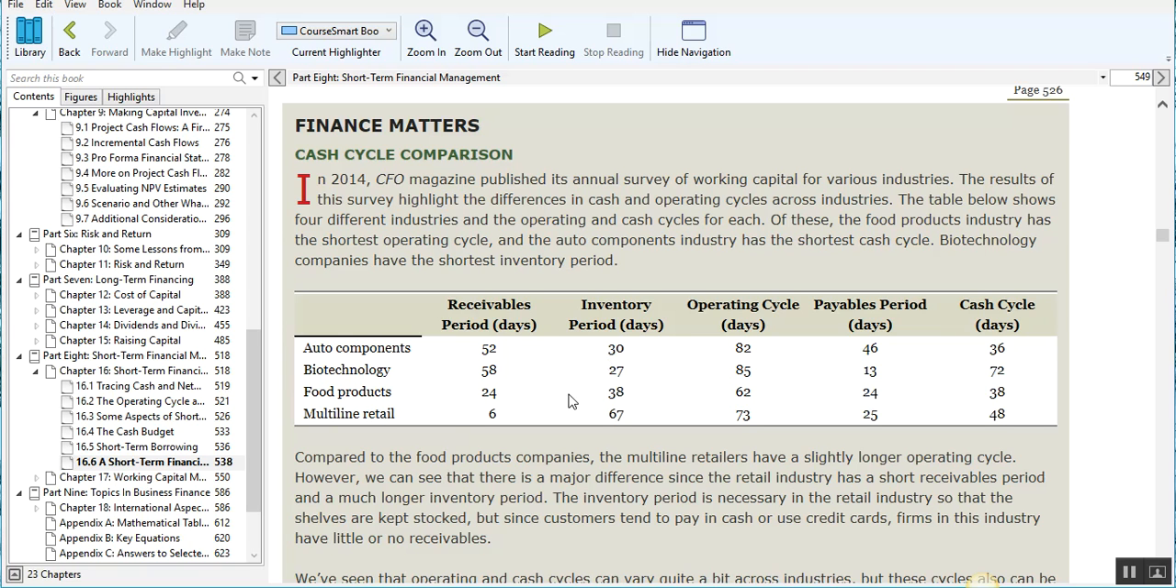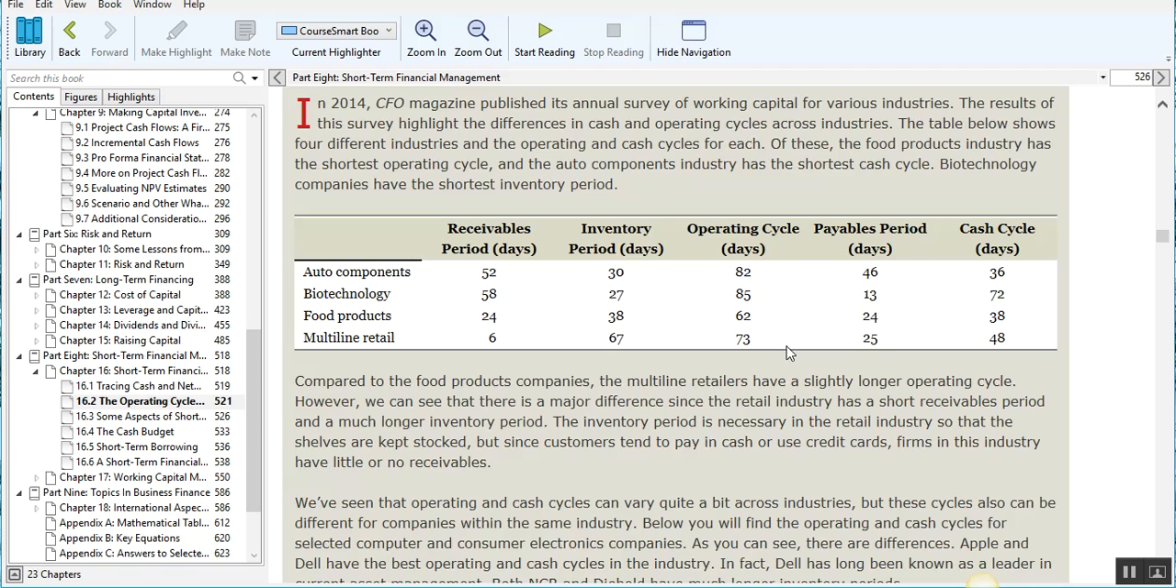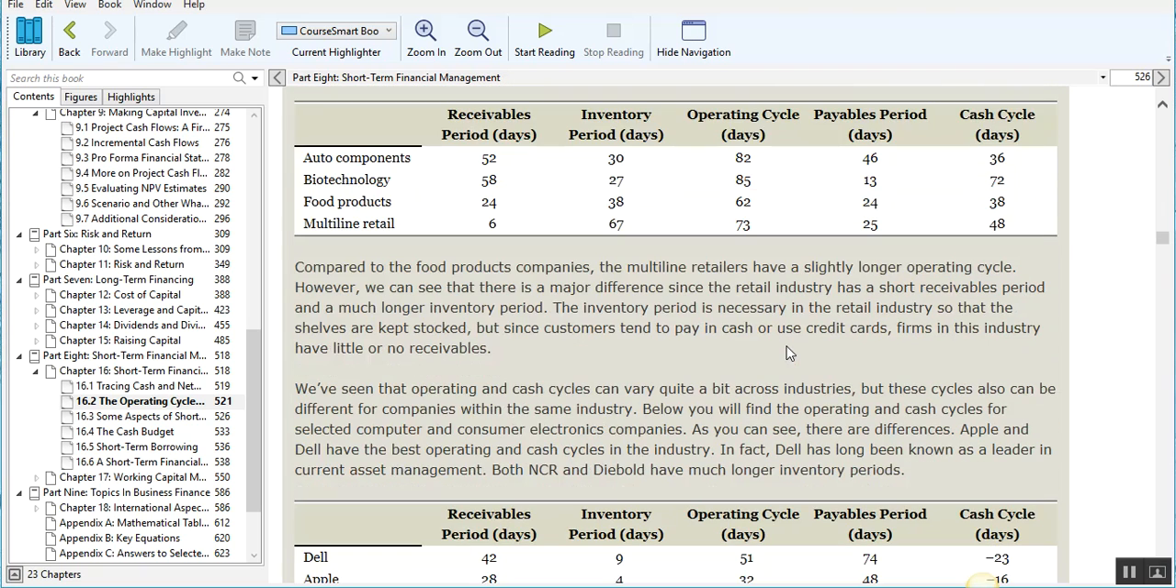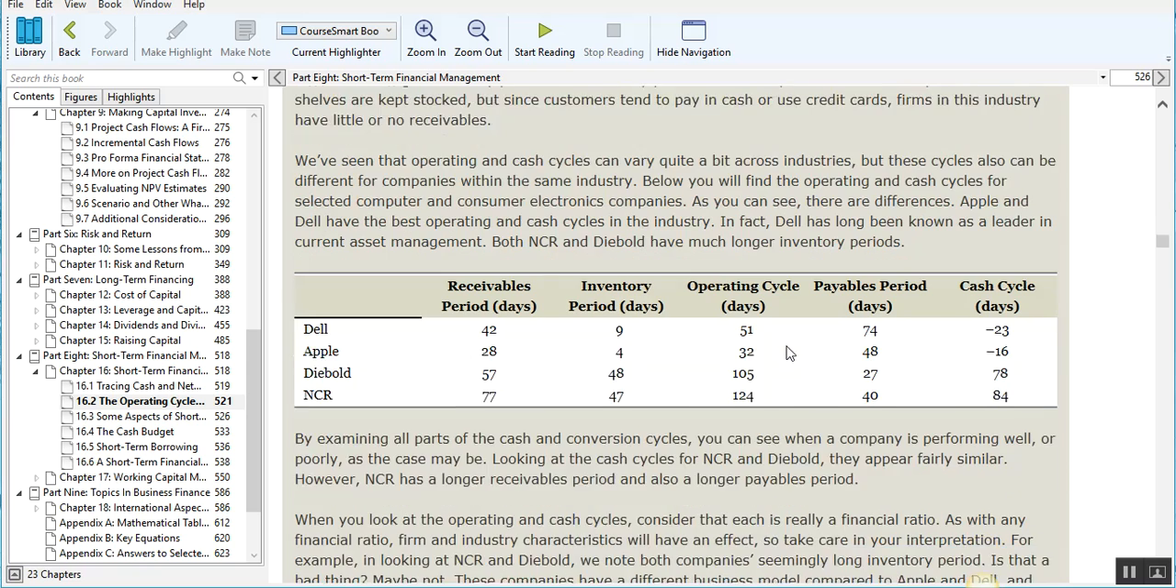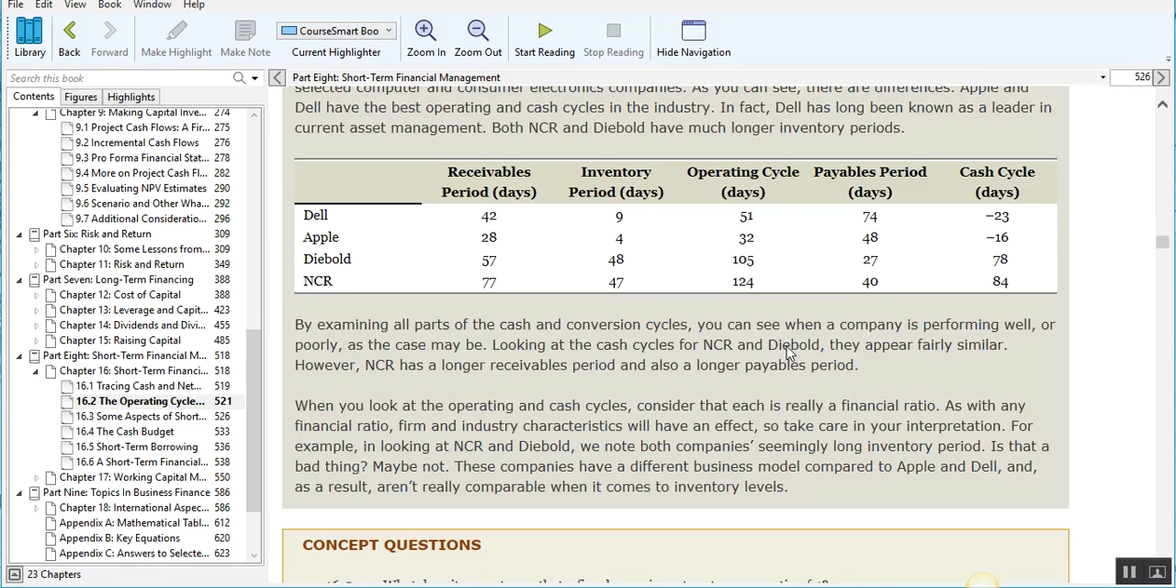The industries are going to have some things that shouldn't be too surprising. So if you're looking at multi-line retail, it shouldn't be too surprising that their inventory period is relatively short, and so is their operating cycle, and the cash cycle is fairly short as well. That shouldn't really be too surprising. It is a little bit surprising that the auto components have such a short cash cycle. They may attribute that to just-in-time inventory, which I think probably has a big influence on that. And then they give you some specific companies to look at here and analyze.